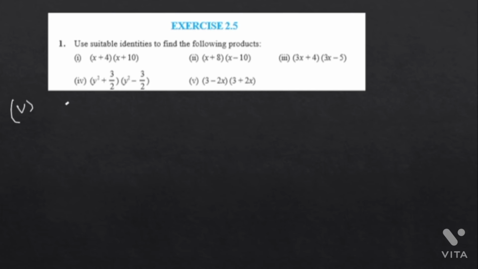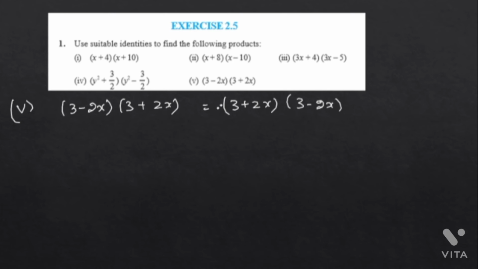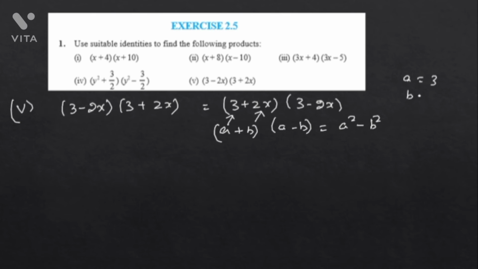Next, subdivision 5, 3 minus 2x into 3 plus 2x. So we can write this as 3 plus 2x into 3 minus 2x. Okay, let us rearrange this. Now this resembles a plus b into a minus b. What is the formula for a plus b into a minus b? It is a square minus b square. In the place of a we have 3, in the place of b we have 2x. So this is equal to 3 square minus 2x the whole square. 3 square is 9, 2x the whole square gives 4x square. So this is the answer.